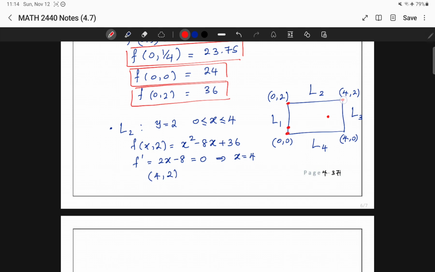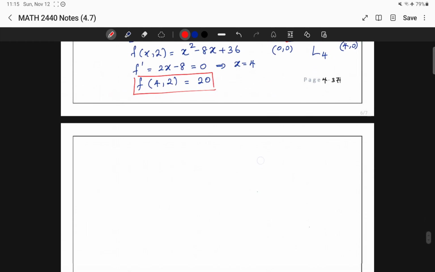So that is the other border. Now on L2 there is no critical point in the interior. The only critical point is in the border. So we have to find the function value of that point. At (4, 2) you get 20. Okay, so we are done with L1 and L2. Now we are moving to L3.